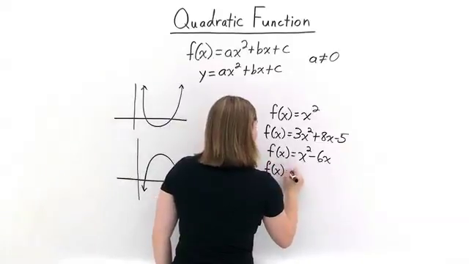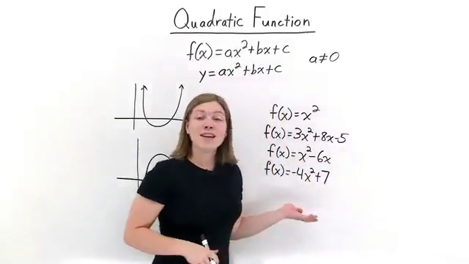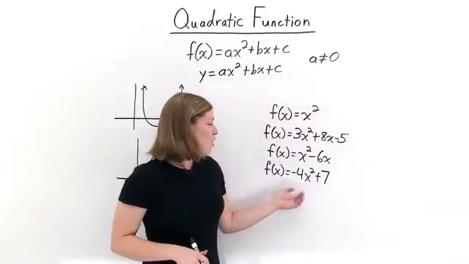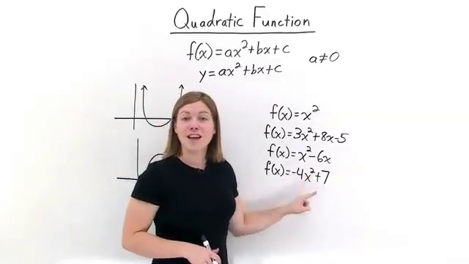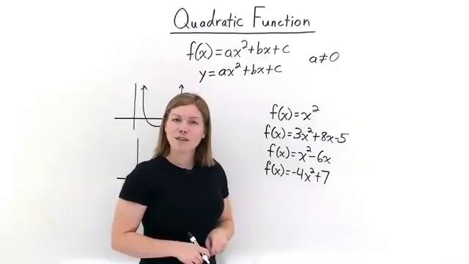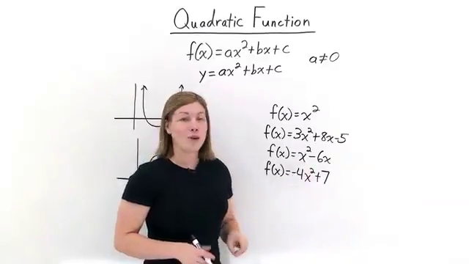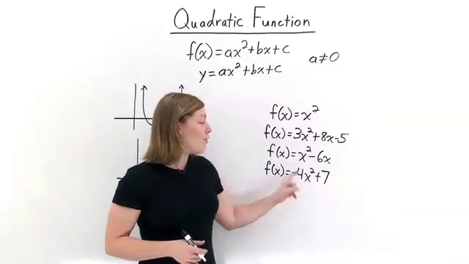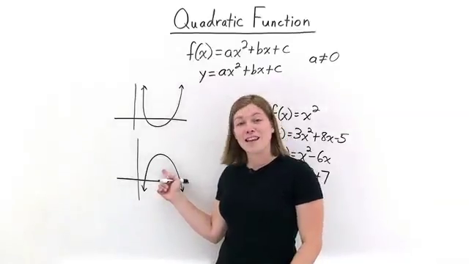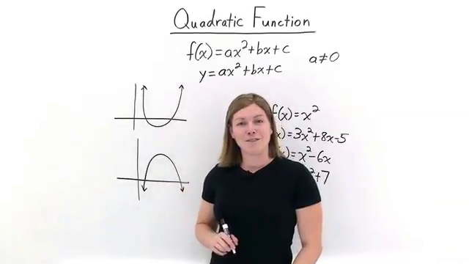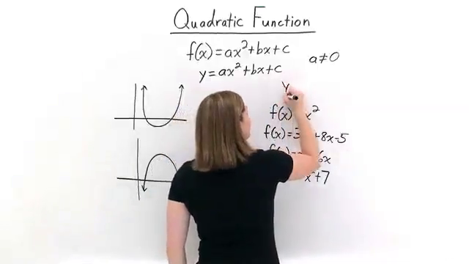Now let's look at one more. f(x) equals negative 4x squared plus 7. Here again, we have a quadratic function. We have our x squared term, and that too is the highest degree for an x in this function. Now notice, this x squared term is negative. We have a negative 4x squared. Well, that's okay. A negative in front of the x squared term just means that the graph of our quadratic function will look like this, a downward-facing parabola. So now we have some examples of functions that are quadratic functions.